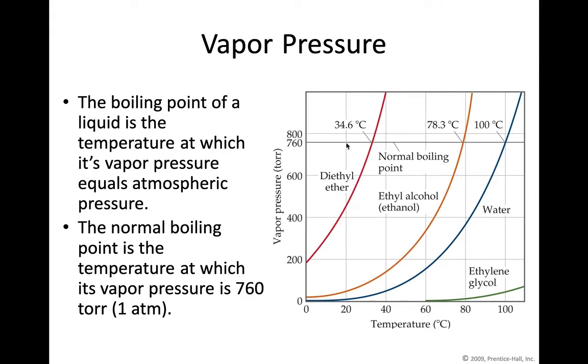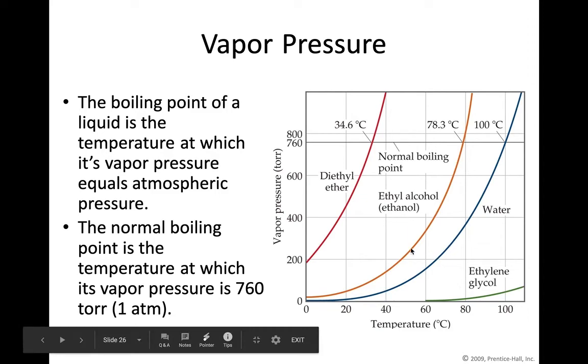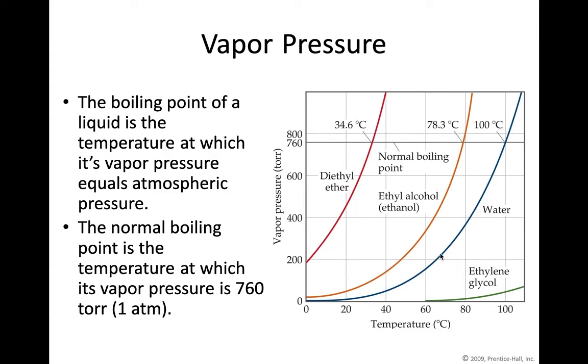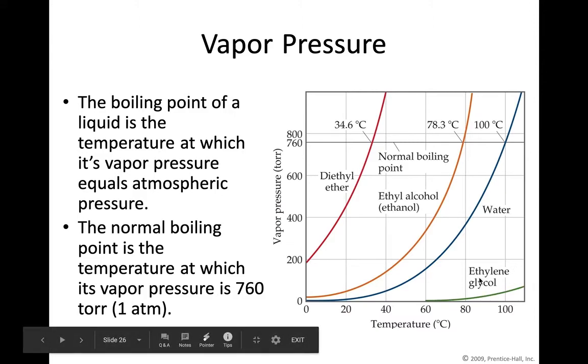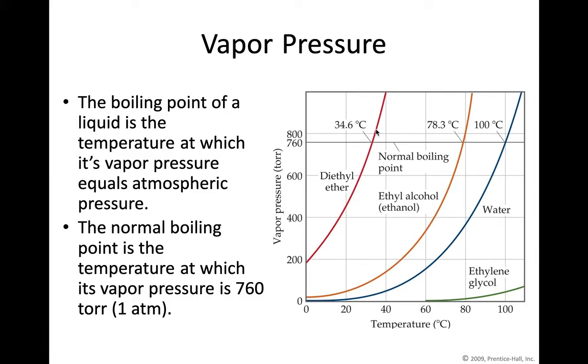We could see that information graphed. So here we've got the vapor pressure of 4 different materials across different temperatures. We can see at any given temperature, ethylene glycol has the lowest vapor pressure, and then water, ethanol, diethyl ether. Since this has the highest vapor pressure, a lot of it's able to evaporate. It definitely has the weakest intermolecular forces.